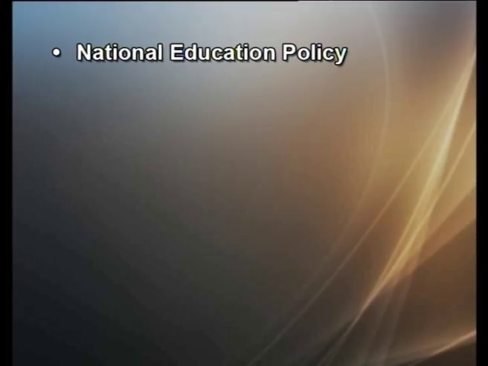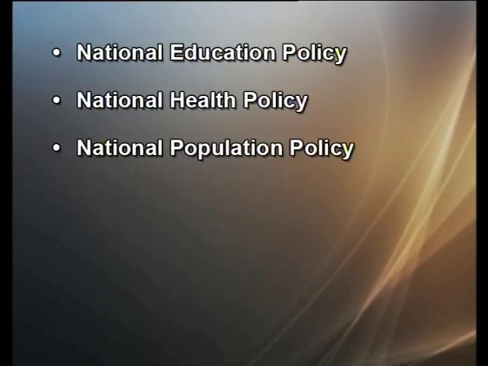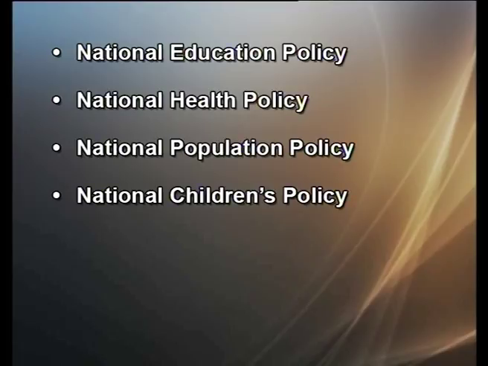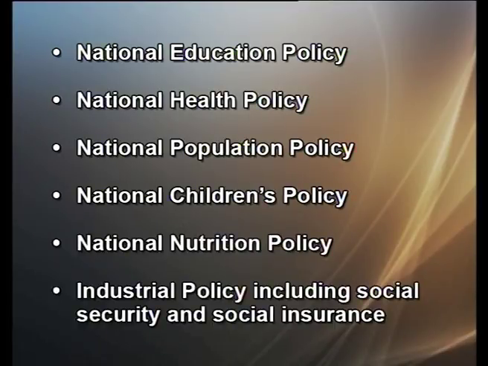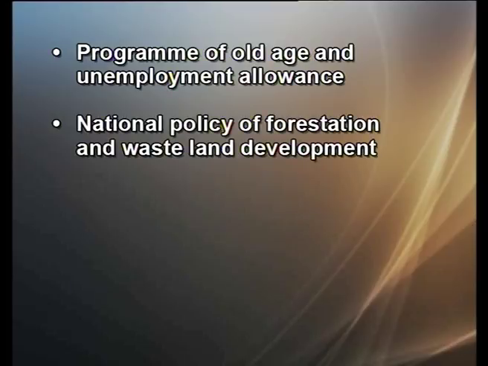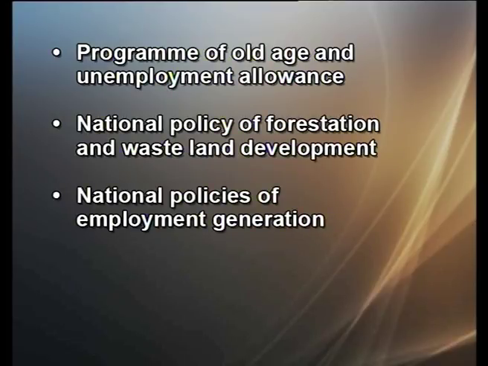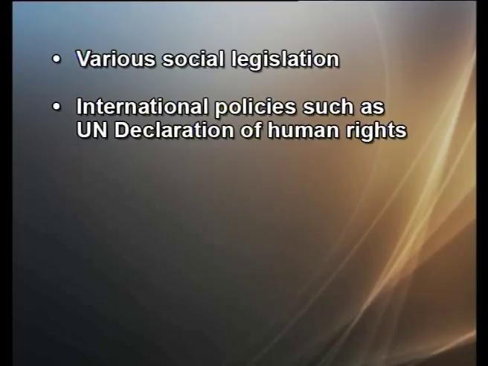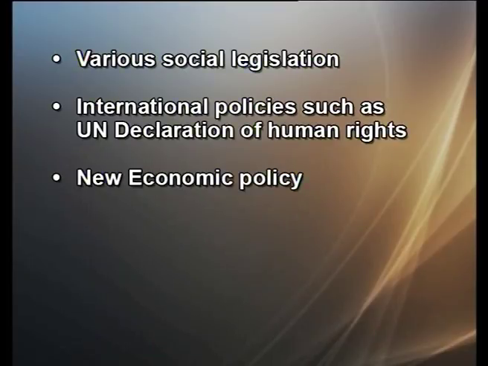When we see the sources of national policy, we find that the directive principles of state policy and 5-year plans provide the background for social policy, but there are some other documents responsible for the development of social policy, such as the National Education Policy, National Health Policy, National Population Policy, National Children's Policy, National Nutrition Policy, Industrial Policy including Social Security and Social Insurance, Program of Old Age and Unemployed Allowance, national policy of forestation and wasteland development, national policies of employment generation, national policy for rural welfare and development, various social legislation, international policies such as the United Nations Declaration of Human Rights, etc., and the new economic policy.